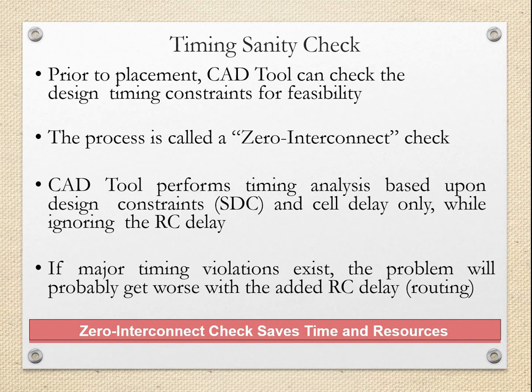If major timing violations exist, the problem will probably get worse with the added RC delay. The routes will also add some delay, which is called the propagation delay. So zero interconnect check saves time and resources.